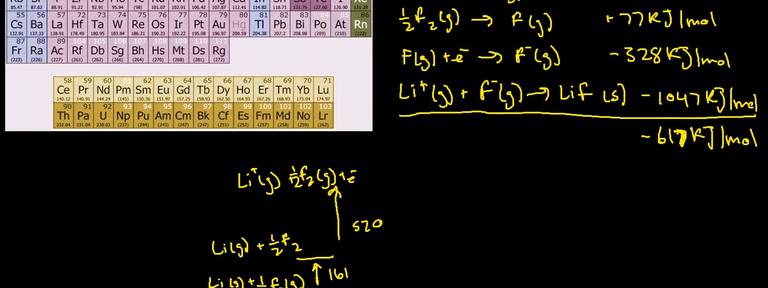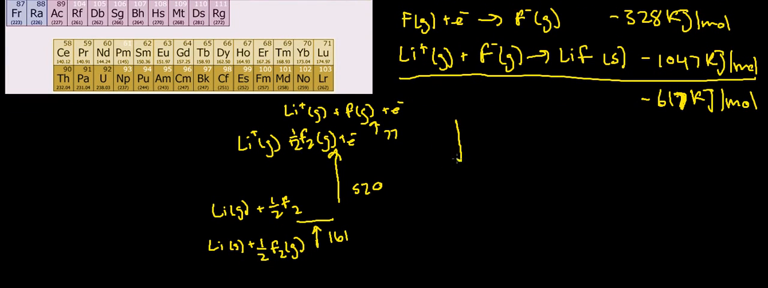Next thing I need to do is break this bond. That's 77. Now I've got lithium gas plus fluorine gas plus that electron. And now from here, this is an exothermic reaction, so this is going to start releasing energy. So now minus 328. That'll put us somewhere around here.